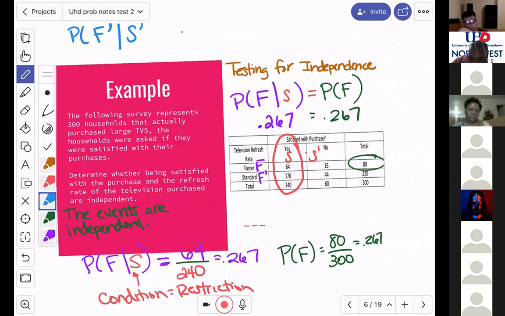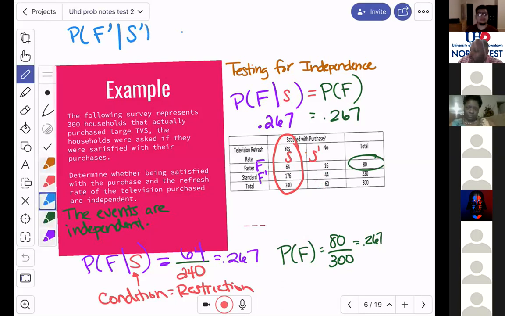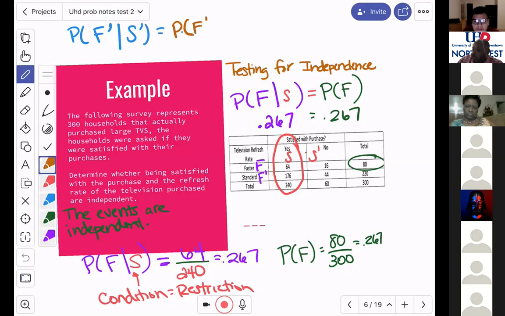What does that mean? What does F prime mean? That means they had a standard TV. What does S prime mean? Not satisfied. So let's go ahead and calculate this. But this should be equal to what? If the two events are independent, what should it be equal to? Look here. F given S was equal to just F. It's always the first event. F prime given S prime should be equal to just F prime, the first event.